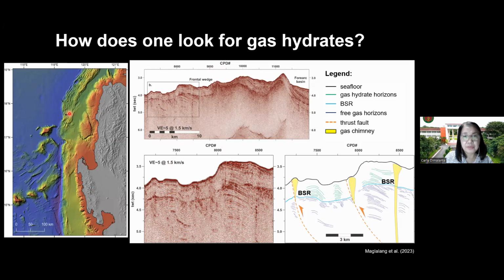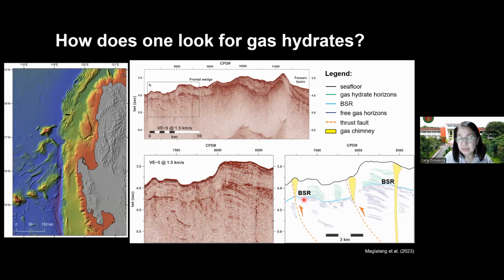And then within the forearc region, they were able to collect seismic reflection data, and this is what it looks like. If you zoom into this portion here, and that is that portion below, you can see this very distinct reflector, which we characterize to be showing a negative impedance. This reflector here is what we call the BSR. This panel on the right is the interpretation already.